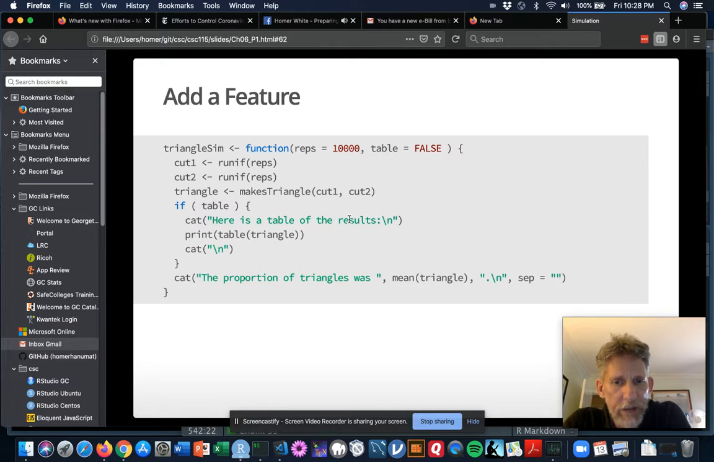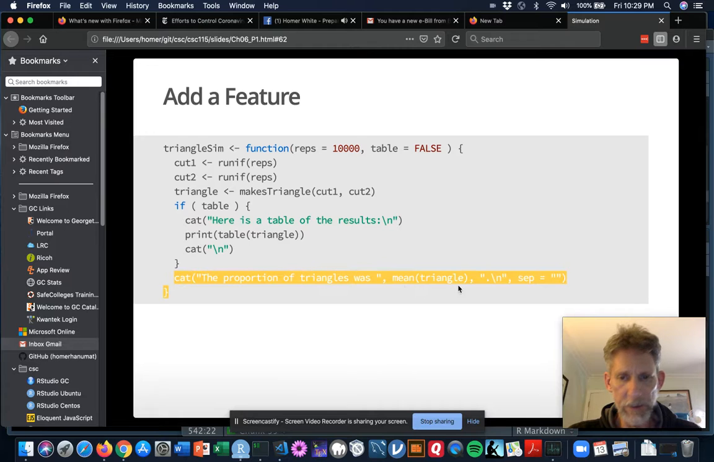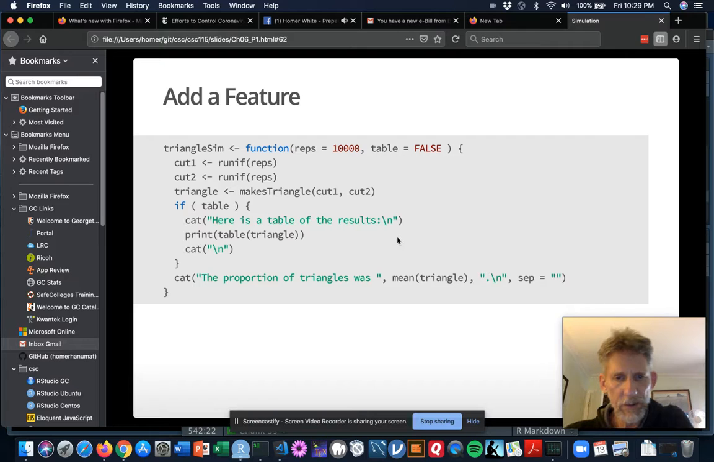It might be interesting, in addition to having just an estimate of the probability, to get a little table that says how many times the three sides made a triangle and how many times they did not. If you wanted to add that extra feature, then maybe before you finish off the function, you could make that table if the user wants it. We'll do this using a second parameter called table, and our default value for it shall be false. But if the user sets it to true, then we'll cat out, here's a table of the results. And then we'll print the table of triangle. The R function table will tally up those trues and falses. And we'll make a little extra blank space before we cat out the estimate of the probability of getting a triangle. So if you wished, you could teach that to your global environment and give that a try.